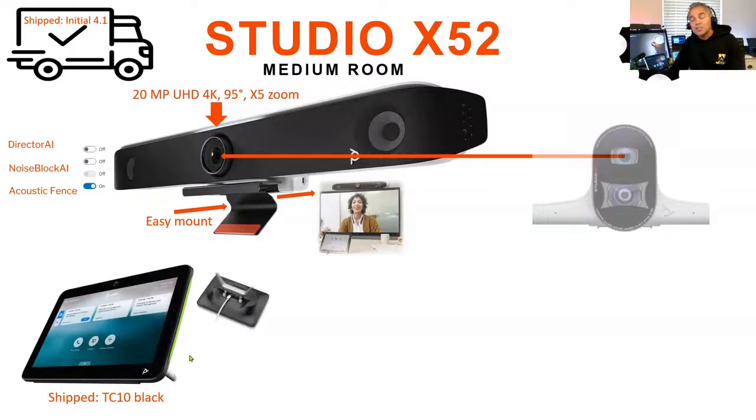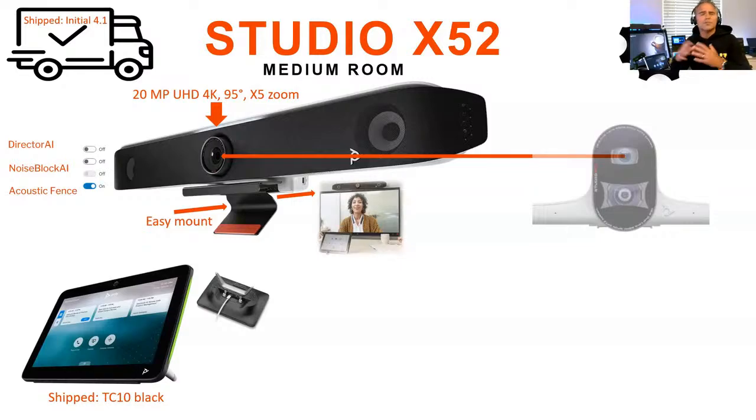Now, what is shipped with the X52? I think that is an interesting one, because this comes with the TC10 Black Edition. Very nice one, 10-inch, a brand new touch panel at the table. You can also use it as a scheduler. And that combined gives, especially for the mid-size to large-size rooms, a really interesting new addition to that portfolio.